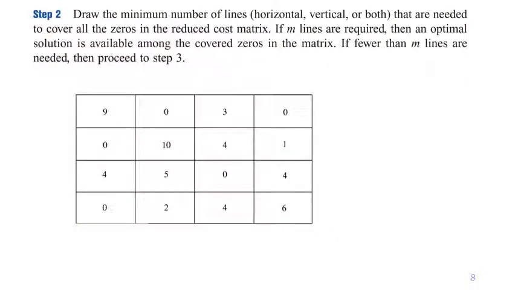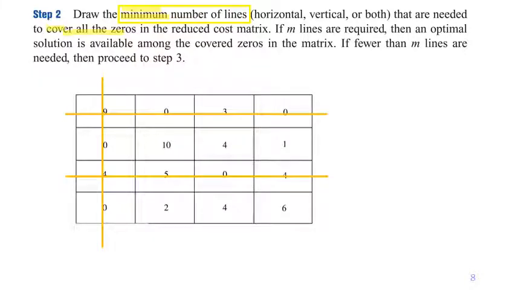For the second step, we need to draw the minimum number of lines. The lines can be horizontal or vertical, but cannot be diagonal. Okay? And then we need to find the minimum number of lines that cover all the zeros in the matrix. So let's see. These are the minimum number of lines. We need 3 lines to cover all the zeros in the matrix. Remember, we need to find the minimum number of lines. So the minimum number of lines is 3.